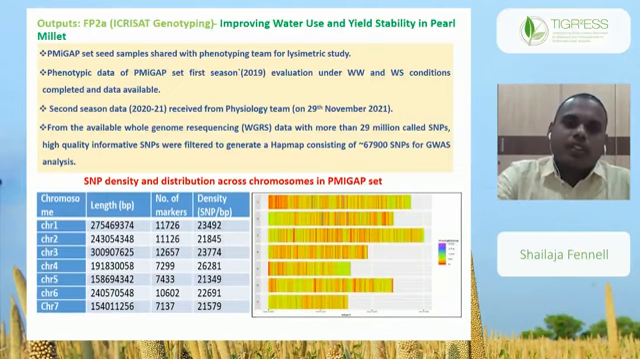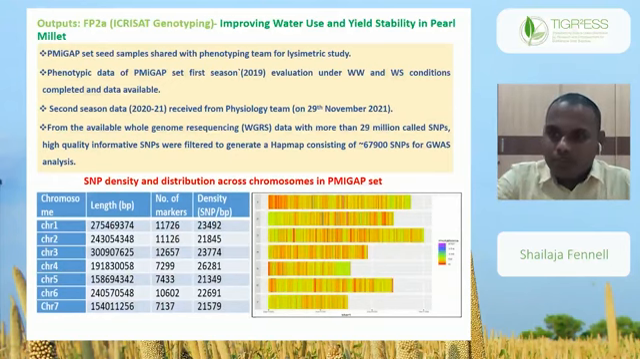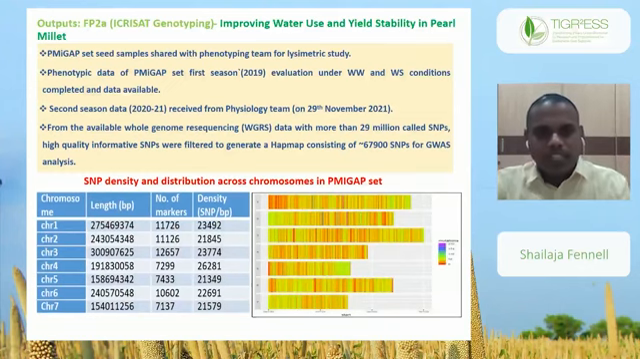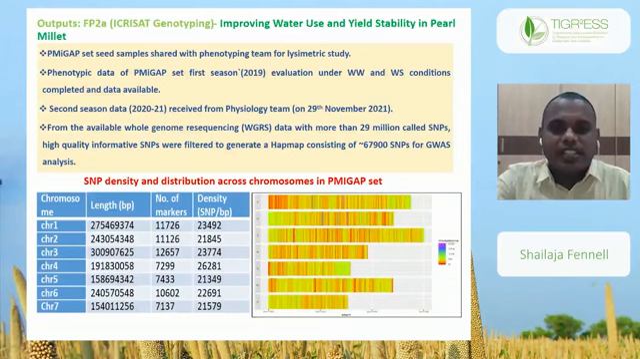We have whole genome resequencing data with more than 29 million called SNPs. From that pool of data, we were able to narrow down to 67,000 high quality informative SNPs. With this genotypic information, we moved to GWAS analysis. Here you can clearly see the density and distribution of SNPs across the chromosomes in the PMI GAP set.